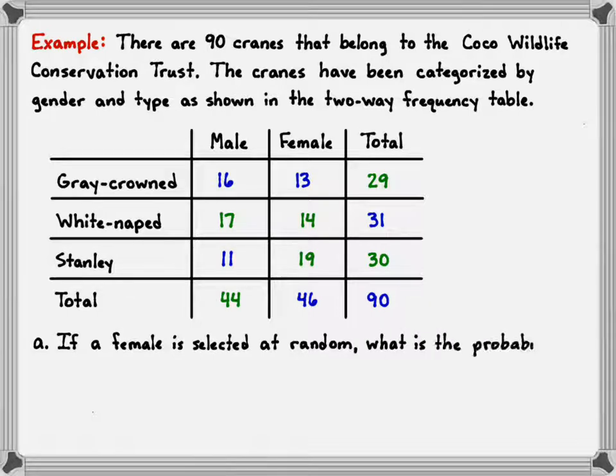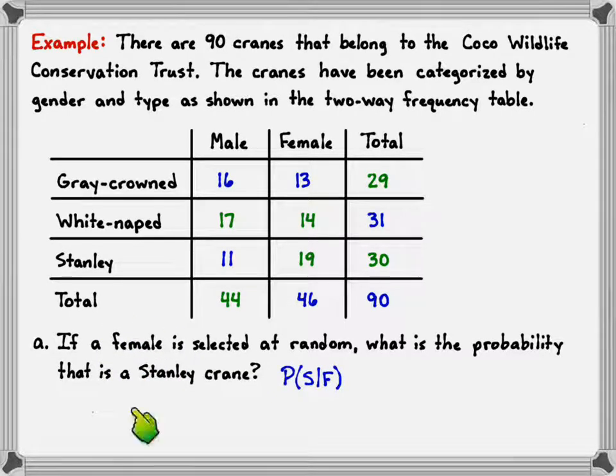If a female is selected at random, what is the probability that it is a Stanley crane? Now notice, it doesn't say if a crane is selected at random. We're not looking at everybody now. We're only looking at the subgroup of female cranes, and so this becomes our new sample space. We'd write it like this: what's the probability of a Stanley crane given that it is female? So we are selecting out of the group of females, and we're trying to figure out how many are Stanley.